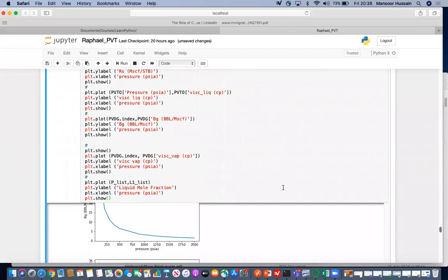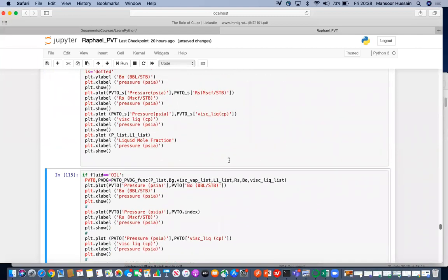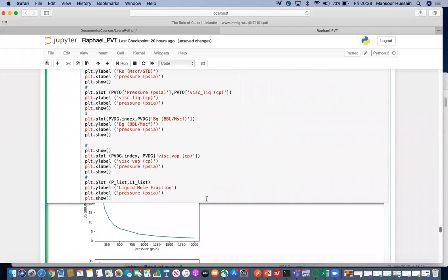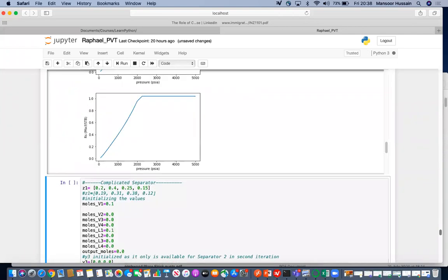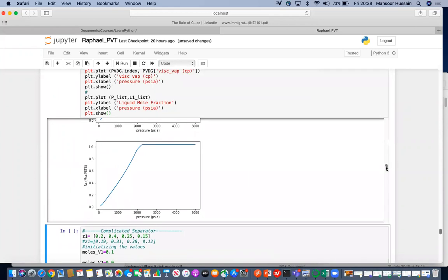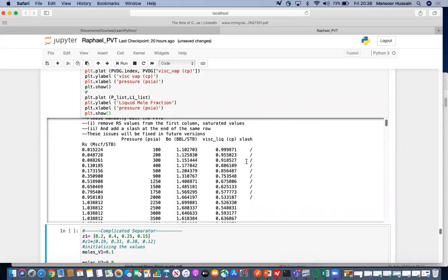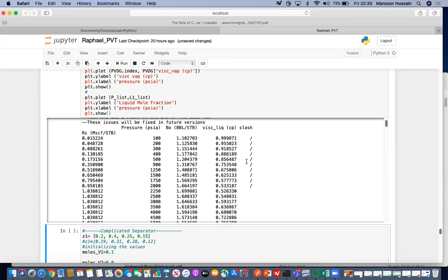And you see, when I clicked on the gas function, it did not do anything, but now I'll click on this oil and it will generate everything for me. So let's look at the output. By the way, these tables have also been exported in Excel format. It will write out two files, pvto.xls and pvtg.xls, so you can review those.